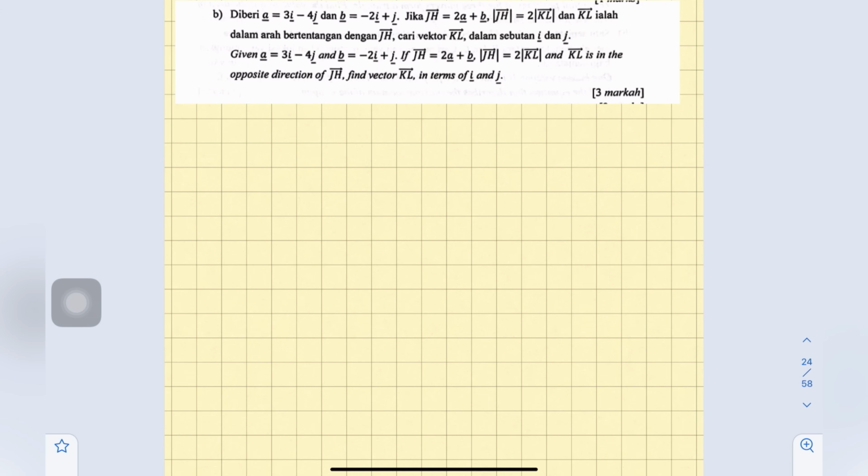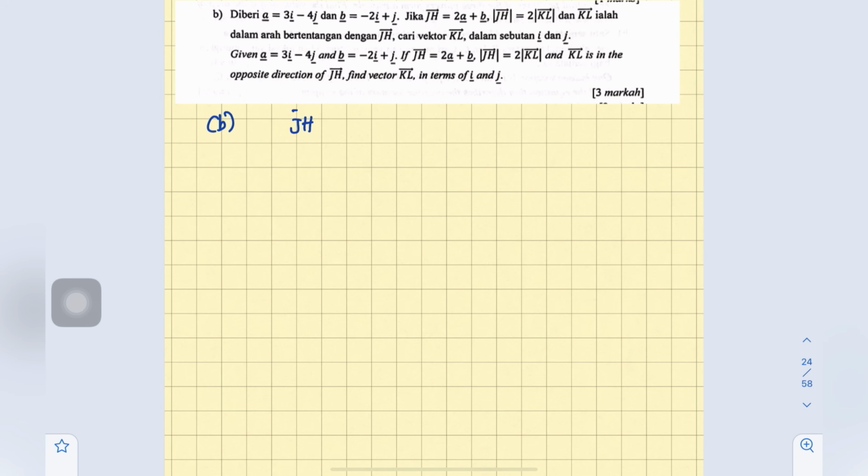B, given vector A equals 3i minus 4j and vector B equals negative 2i plus j. Vector JH equals 2 vector A plus vector B, and magnitude of vector JH equals 2 magnitude of vector KL, and vector KL is in the opposite direction of vector JH. Find vector KL in terms of i and j.